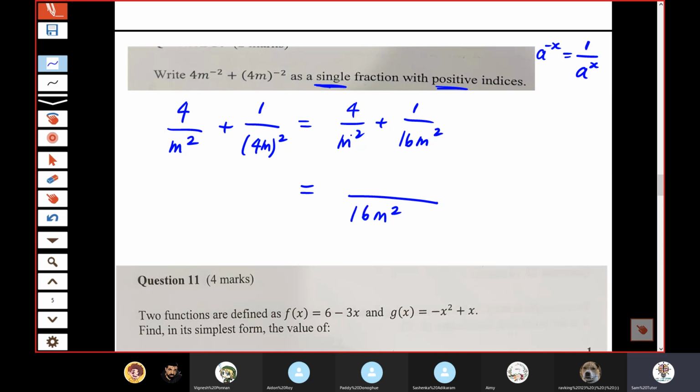Then you ask yourself, what's missing from this denominator? From m squared and 16 m squared, you're missing a 16. So you times the top one by 16. 16 m squared and 16 m squared, you're missing nothing, so plus 1. 4 times 16 is 64. 64 plus 1, 65 on 16 m squared, you're done. It's a single fraction with positive indices.